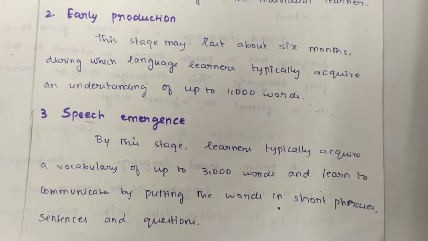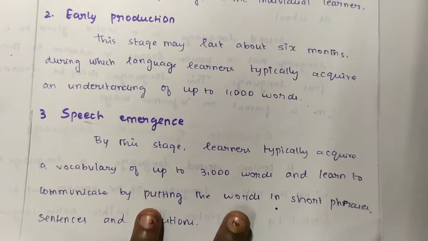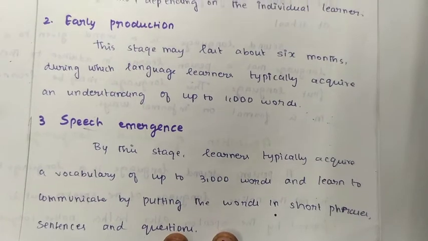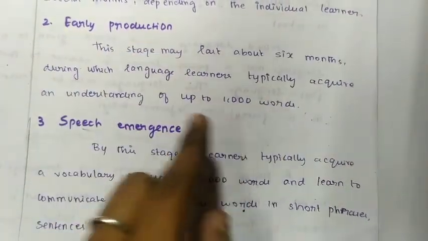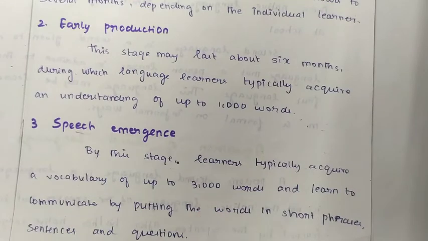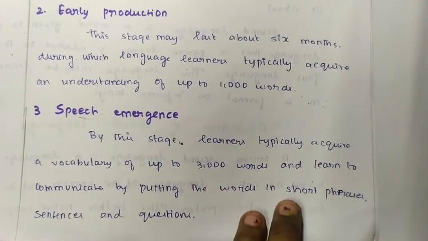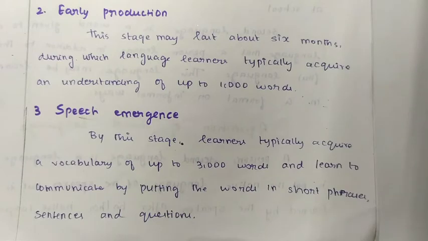Then the third stage is speech emergence. By this stage, learners typically acquire a vocabulary of up to 3,000 words. Before that, only 1,000 words, right? In the speech emergence stage, they acquire 3,000 words and communicate by putting the words in short phrases, sentences, and questions. They used to acquire the language by asking questions or by using short phrases, using those 3,000 words only, right? Apart from that, they learn daily, but for about the next 6 months, they used to use the 3,000 words only.